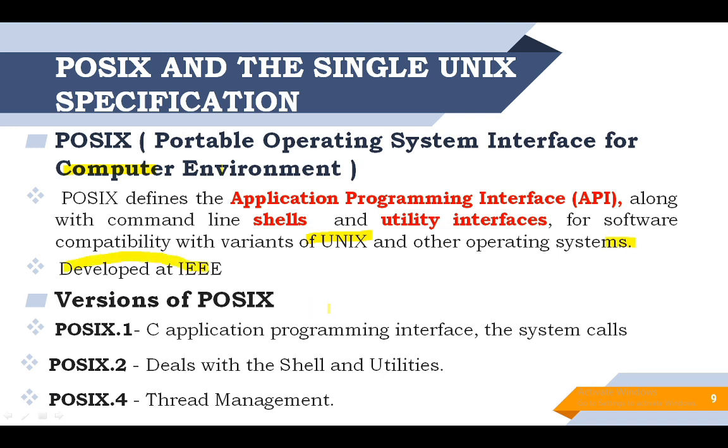IEEE. Some of the versions of POSIX are POSIX.1, which concentrates more on C application programming interfaces and system calls. The second one is POSIX.2, which deals with the shell and utilities, and POSIX.4 deals with thread management.